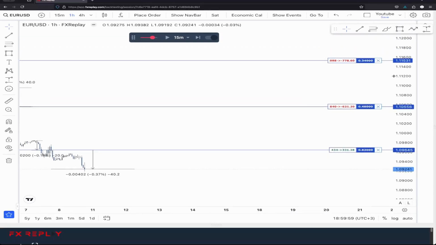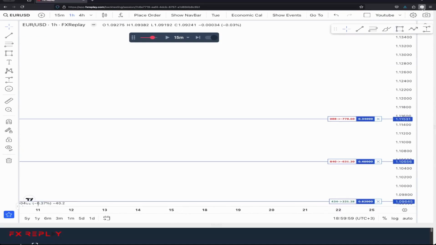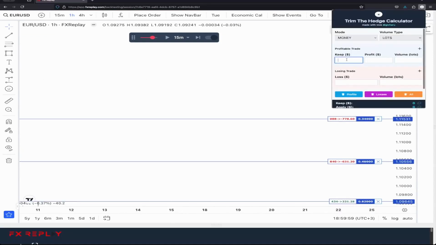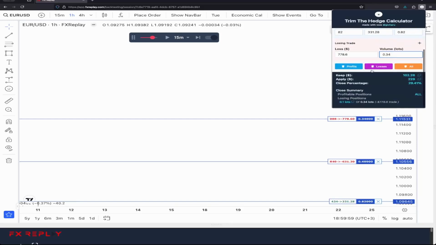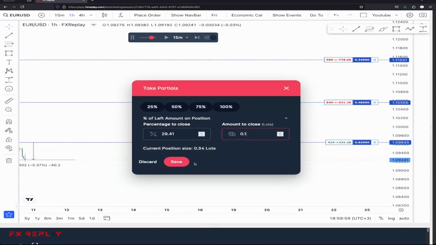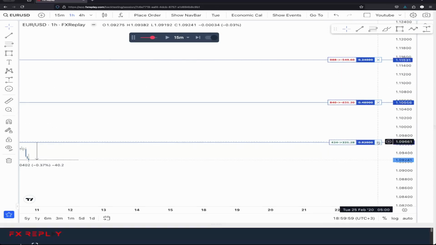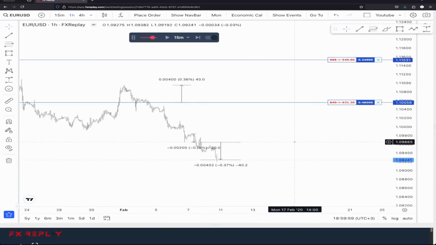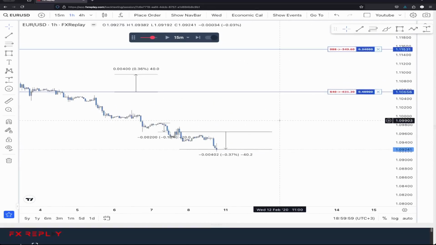We are keeping $82 of that. So 82, and we have 331.28, 0.82, 778.6, and then 0.34, 0.1. Actually, that's a good number. 0.1, slightly more than what we were trimming before. Which is nice. We're making money, making progress bit by bit.